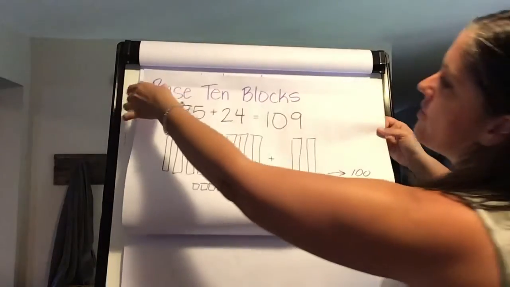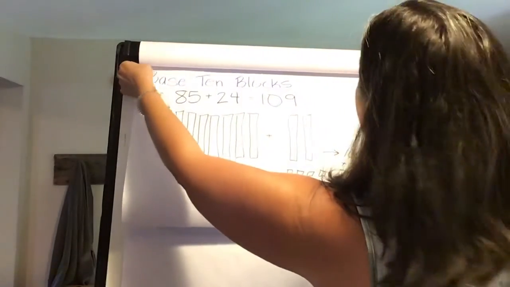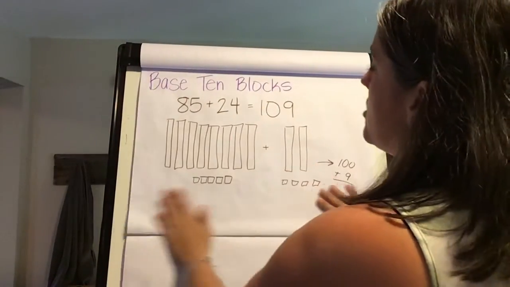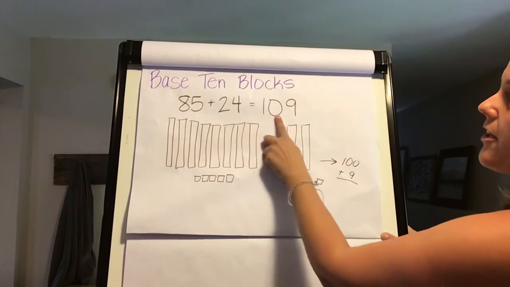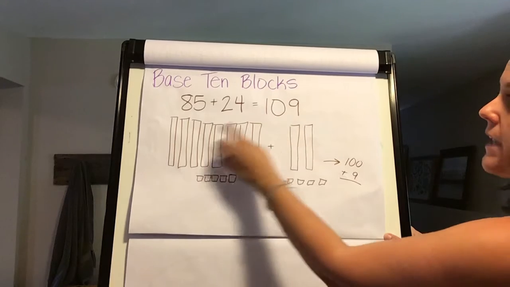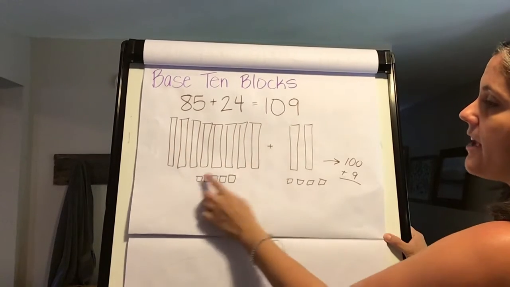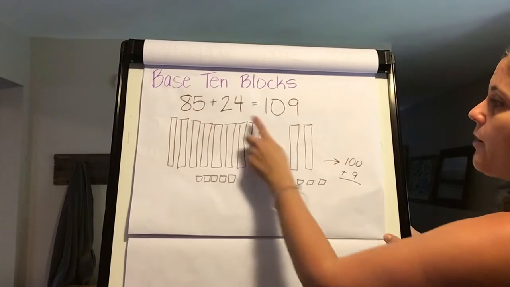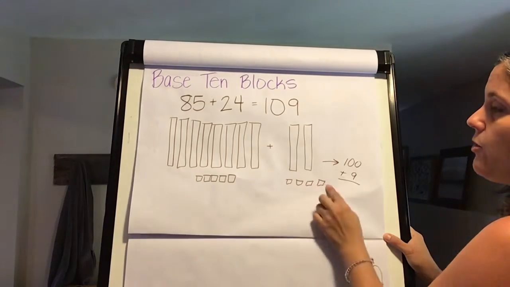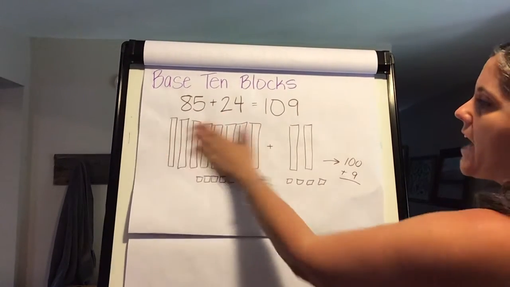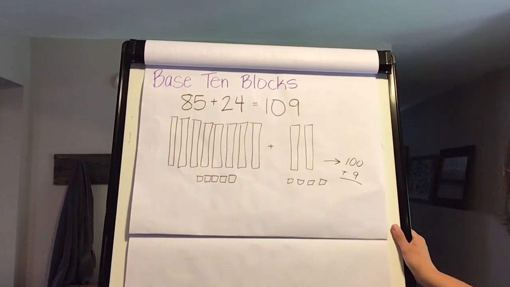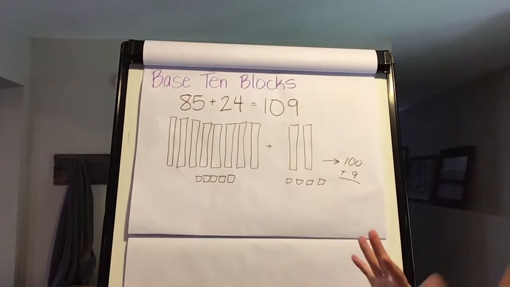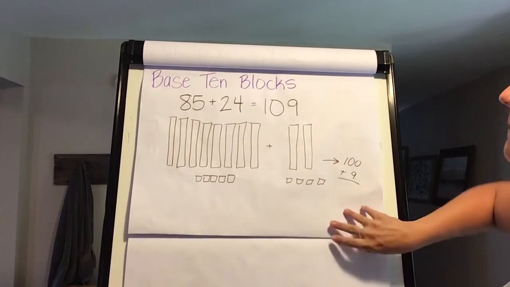Okay, another strategy that you could use is drawing yourself some base 10 blocks. So here we used 85 plus 24, and we got that it equals 109 because we added 8 tens and 5 ones from this number, and we added 2 groups of 10 and 4 ones from this number, and then we added all of our drawing up and got 109. So this is a good strategy to use if you're adding some larger numbers and you just need to see what that number looks like, okay?